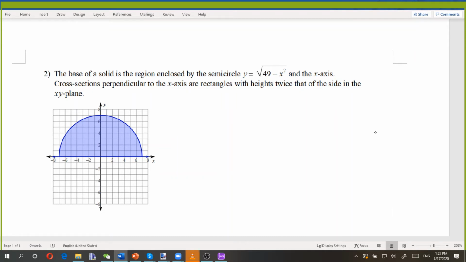Cross sections perpendicular to the x-axis, that's at a 90-degree angle to the x-axis, are rectangles, and their heights are double the side that is in the xy plane. Okay, so if I was going to draw that out, it would look like this. I've got a cross section perpendicular to the x-axis, at a 90-degree angle to the x-axis, popping out of the page, with heights of each rectangle that are double the side in the xy plane.